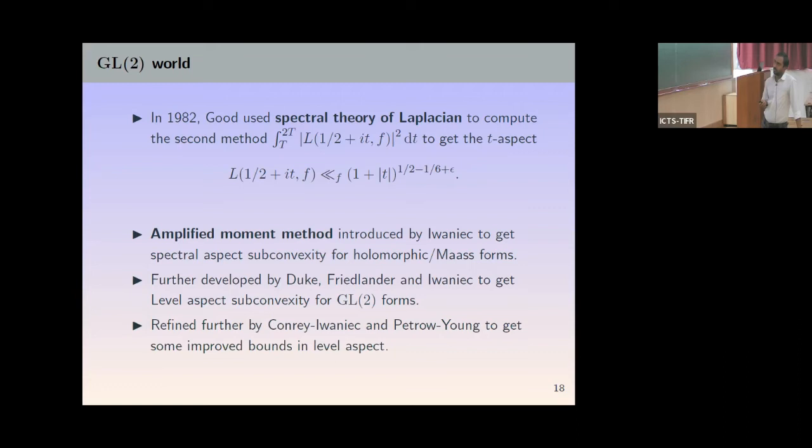There are further refinements of the amplified moment method by Conrey, Iwaniec, and Petrow-Young. In a very recent result, Petrow-Young show a Weyl-type bound, again in the level aspect for GL2 forms, and Conrey, Iwaniec use non-negativity, because they are looking at the third moment. So here, if you see in the first slide, it's also a moment, but it's a second moment. In other results of DFI they are sticking to the second moment, but Conrey and Iwaniec did it for the third moment, though they have to use non-negativity.